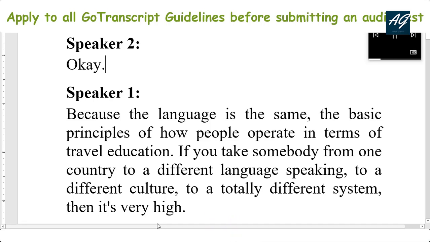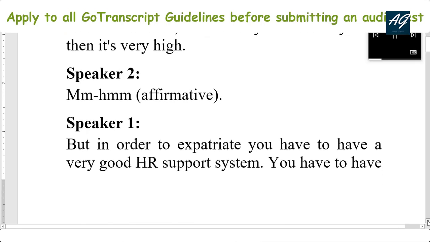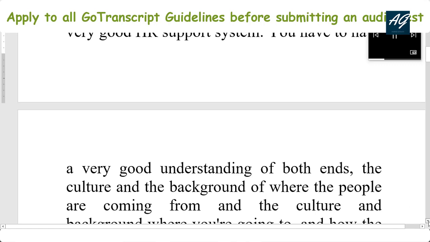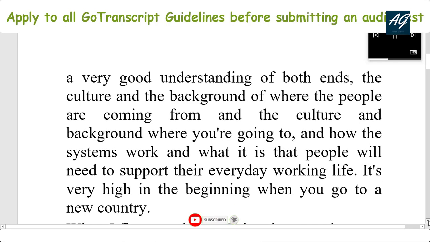But in order to expatriate, you have to have a very good HR support system. You have to have a very good understanding of both ends, the culture and the background of where the people are coming from, and the culture and background of where you're going to, and how the systems work, and what it is that people will need to support their everyday working life. It's very high in the beginning.